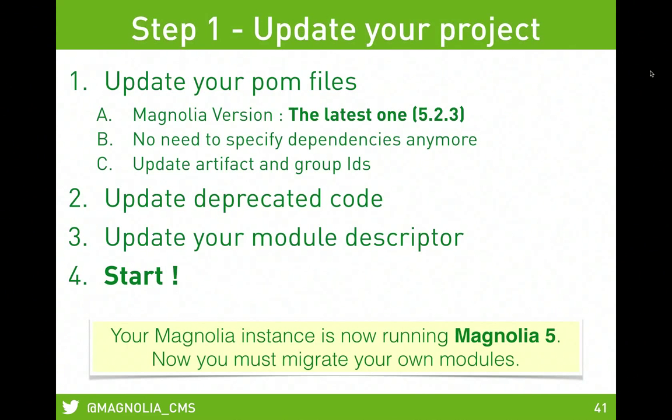You will get some errors. Those errors are expected since some API has been deprecated. So update your code and rebuild. It's also a good idea to keep your module descriptor in line with your POM file. Now you can start. Your Magnolia instance is now running Magnolia 5, but your modules are not migrated.